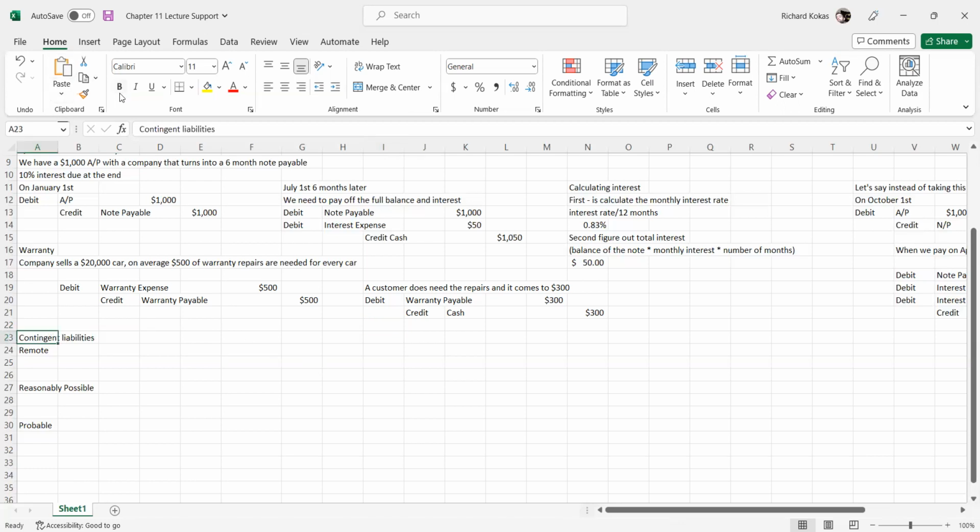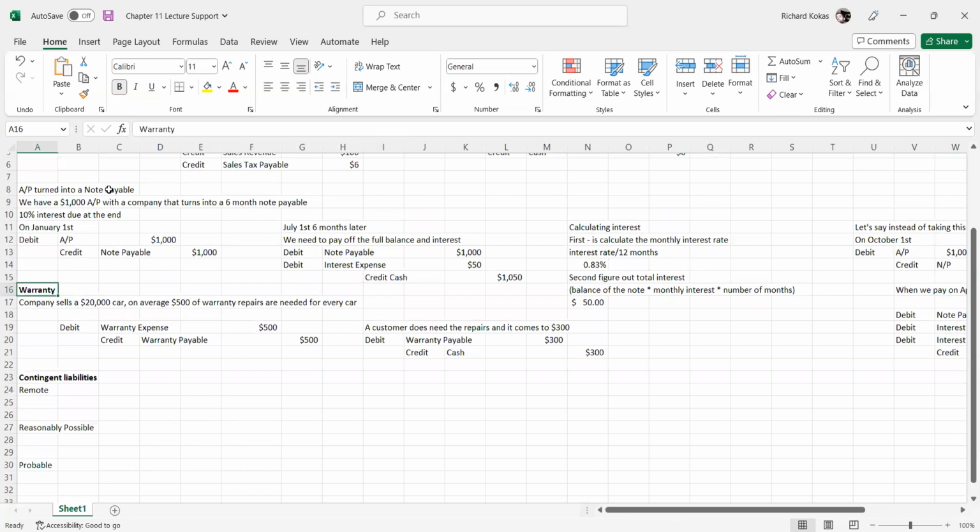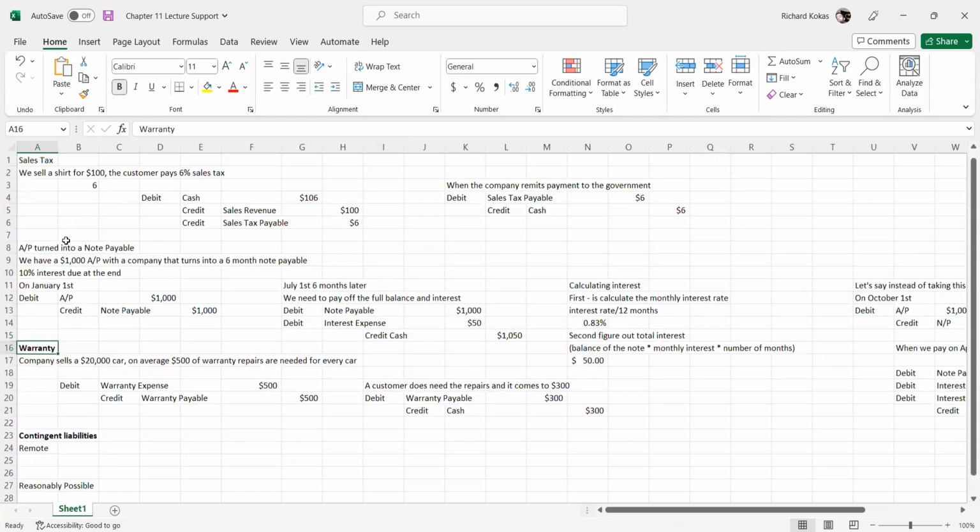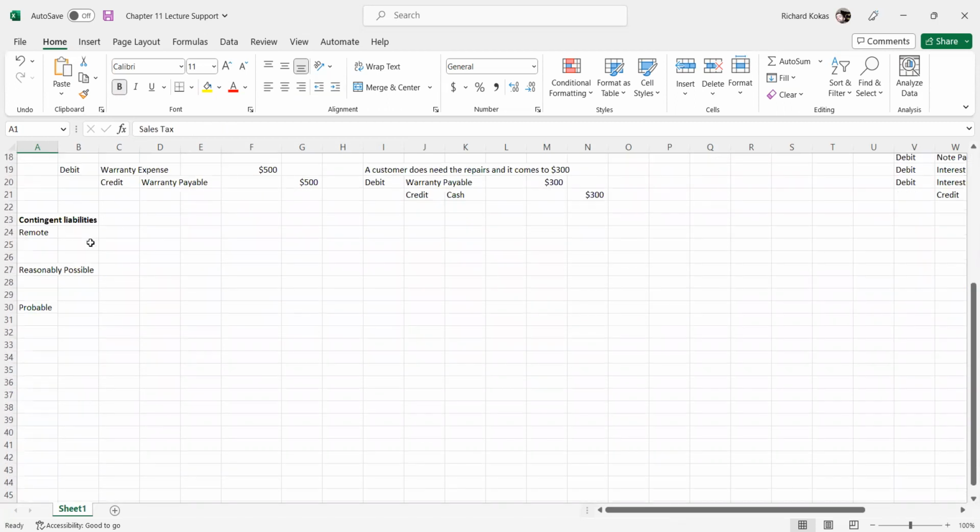And now the last part is a big topic called contingent liabilities. Contingent liabilities are what happens if we think we're going to have to pay money for something, but we're not 100% sure. That's a contingent liability: there's a chance you're going to have to pay for something, but you're not sure how high that chance is. And there are actually three different ways you handle this, depending on the probability of the liability happening.